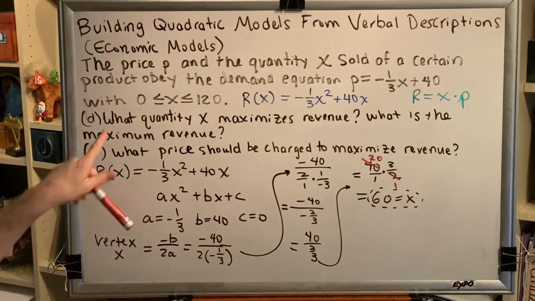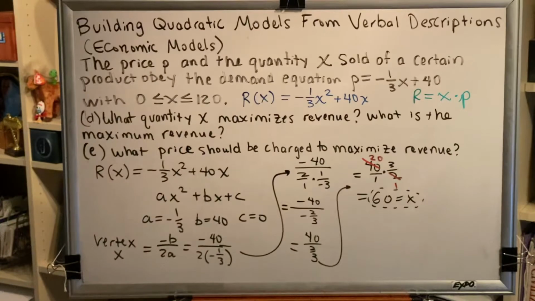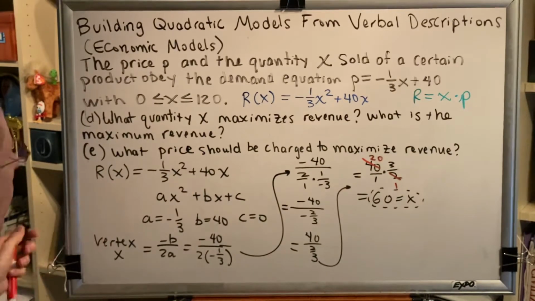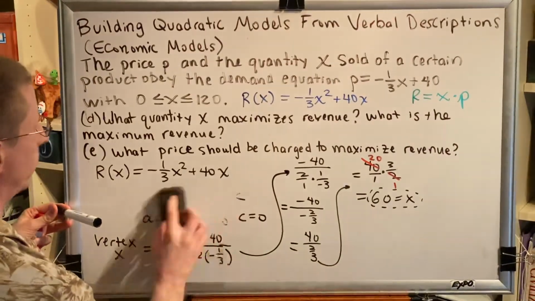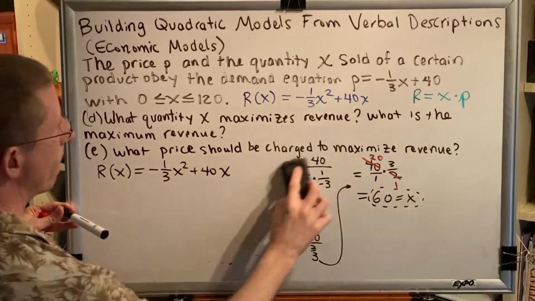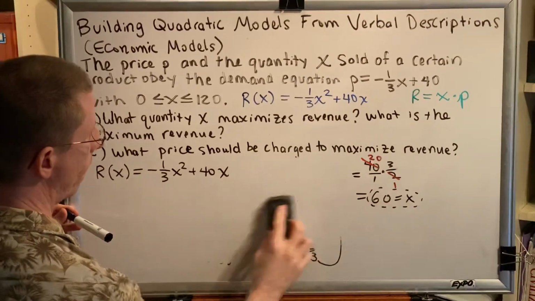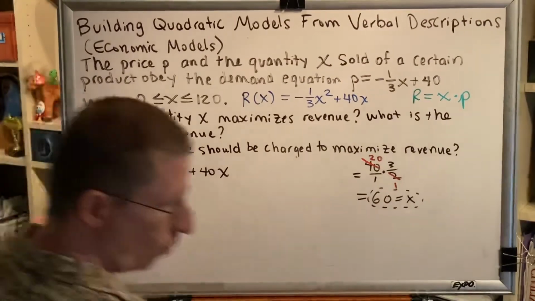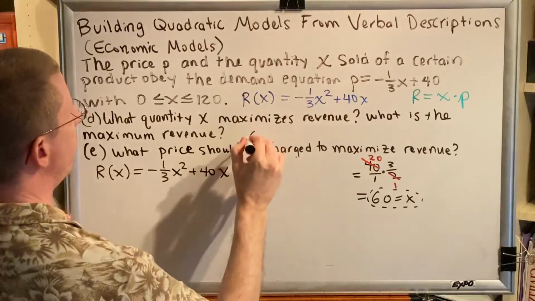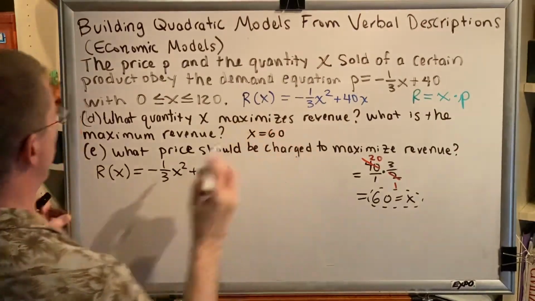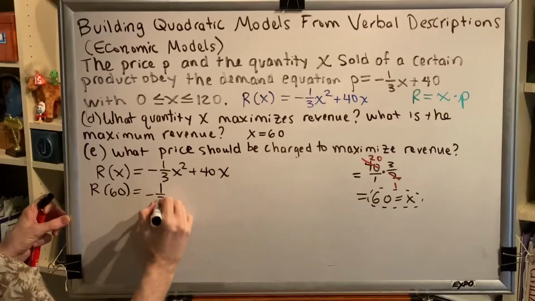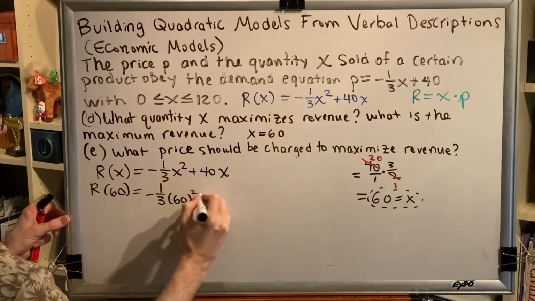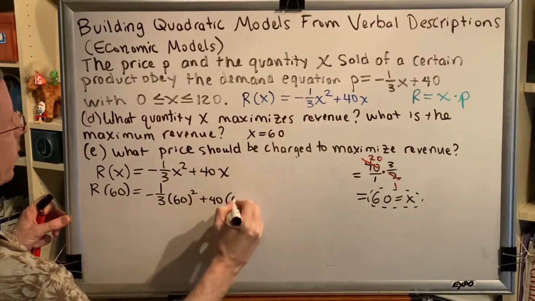So that answers the first question. What quantity x maximizes revenue? x equals 60. To find the revenue itself, we plug into our equation. So let's go back to here. We're going to plug x equals 60 into our equation. So we get r of 60 equals negative 1/3 times 60 squared plus 40 times 60.